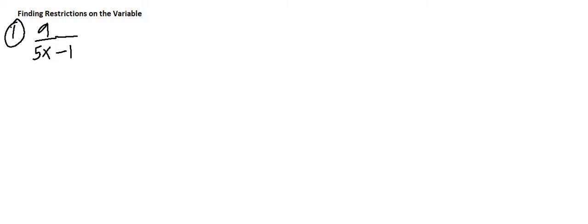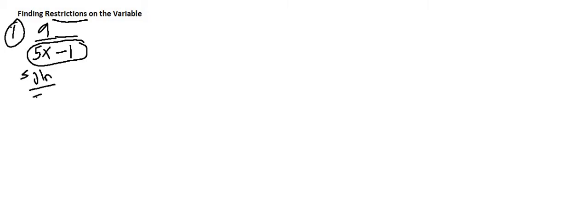So our equation is 9 divided by 5x minus 1. And we are supposed to find the restrictions on this variable. So we are looking at the denominator. We cannot have a denominator 0, so we are looking at the denominator, not the numerator. So the denominator cannot be equal to 0.